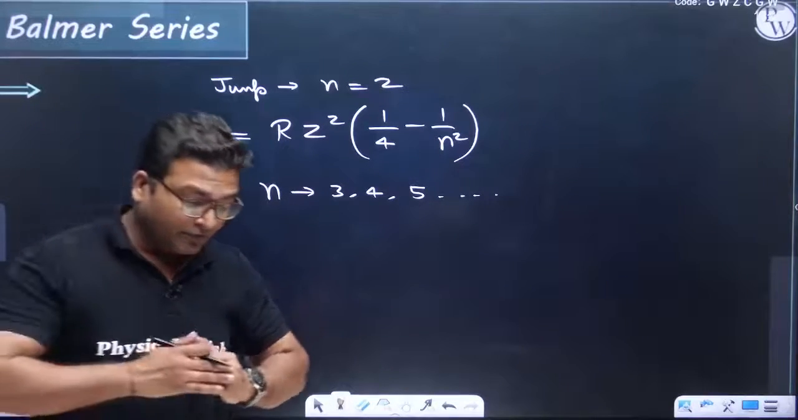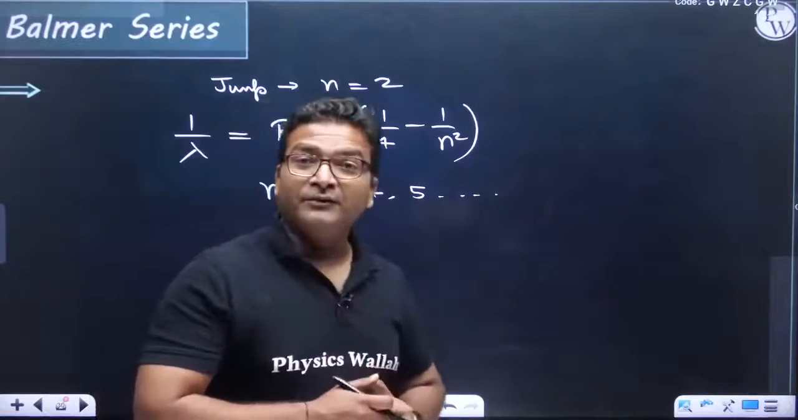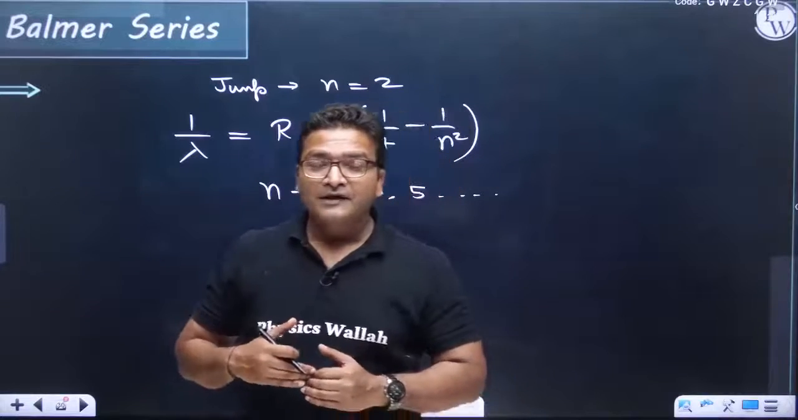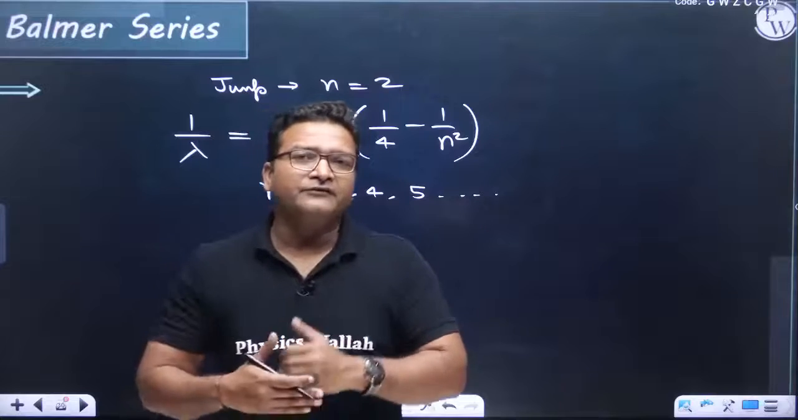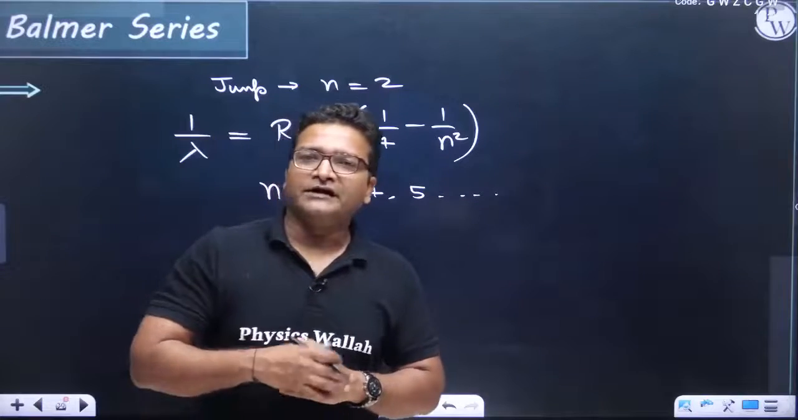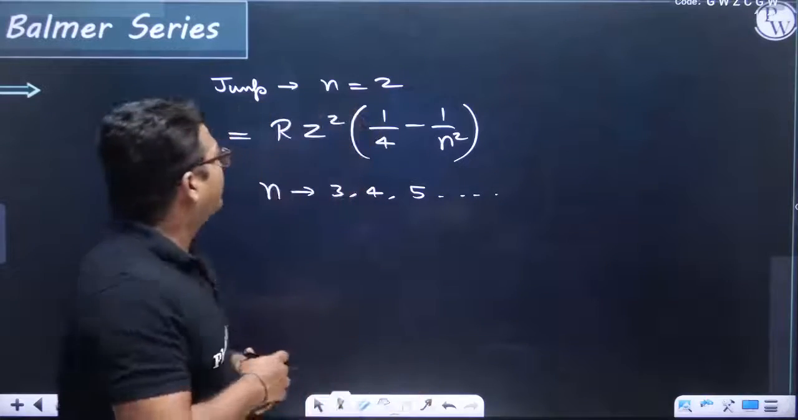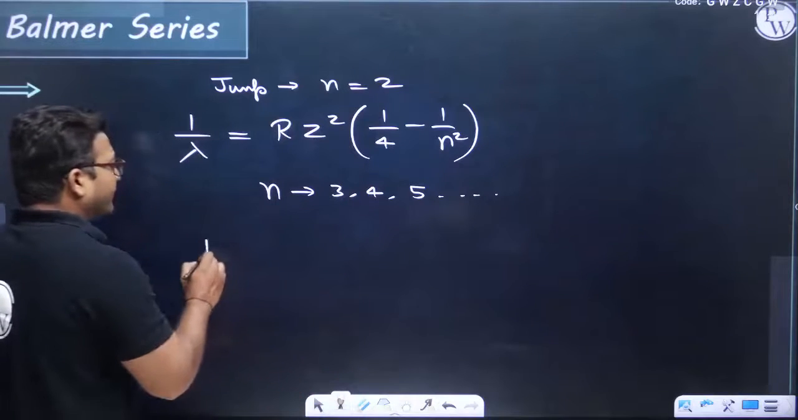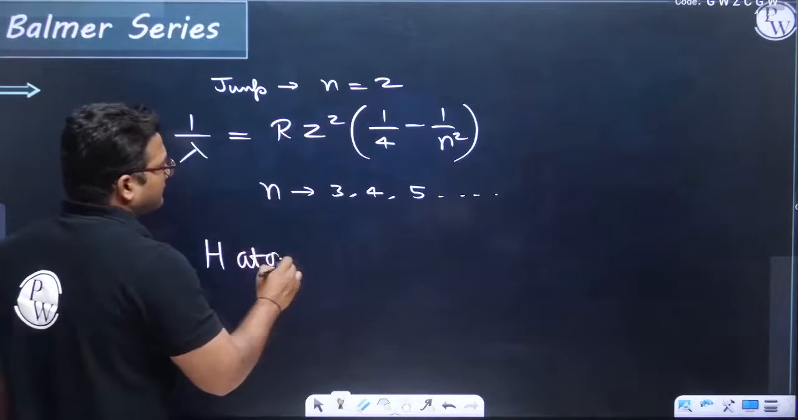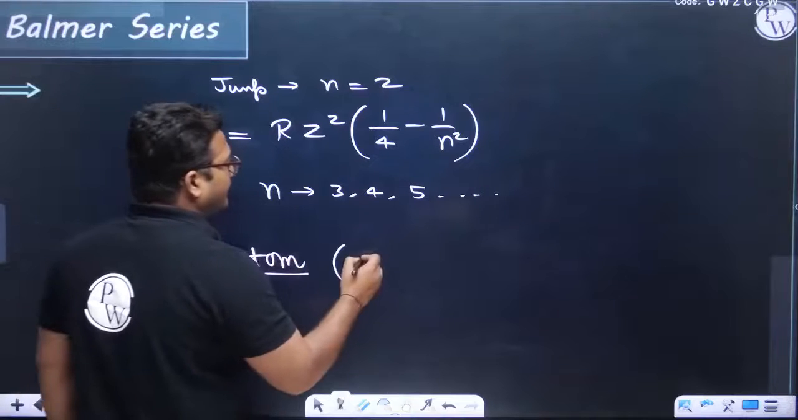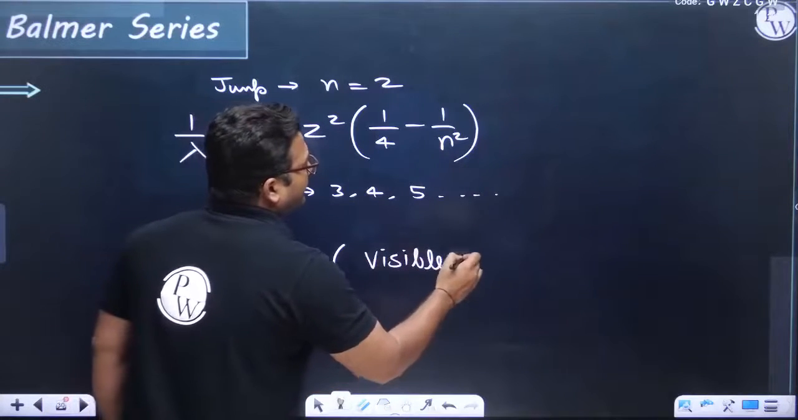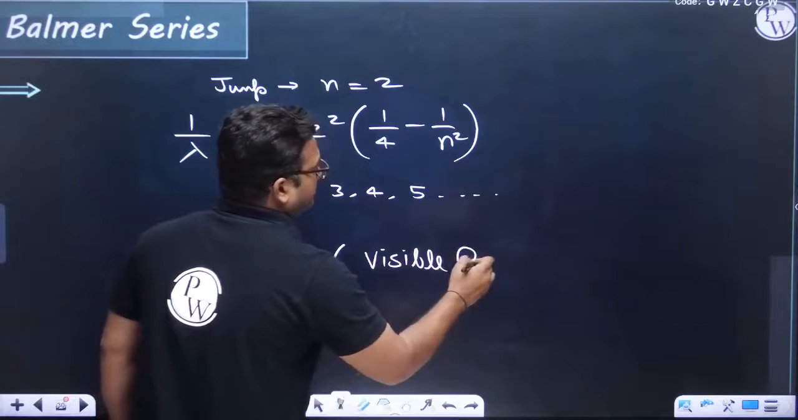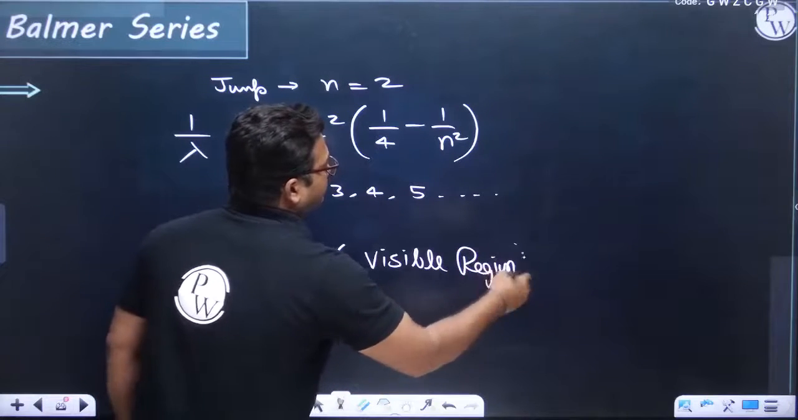And again, the first member has minimum energy, minimum frequency, longest wavelength. And the last member, the series limit, has maximum energy, maximum frequency, and minimum wavelength, that is shortest wavelength. But remember, for the hydrogen atom, this series mostly lies in the visible region.